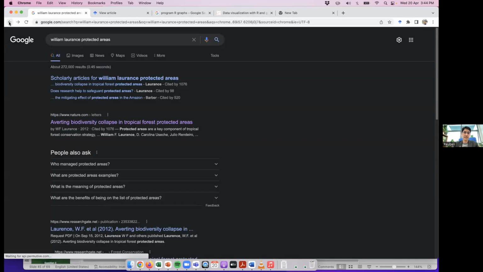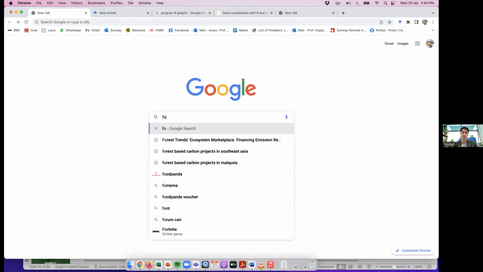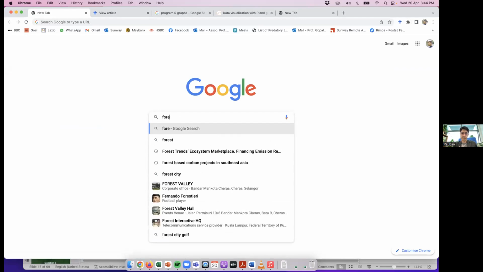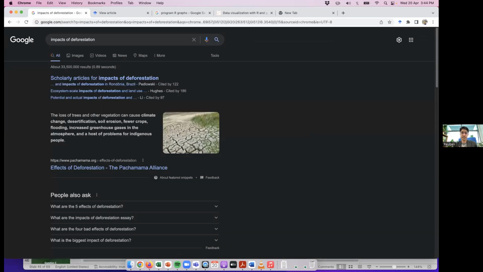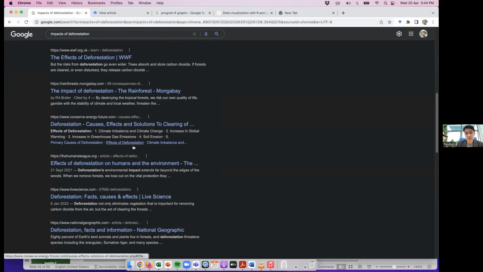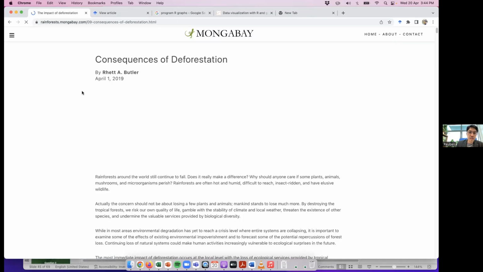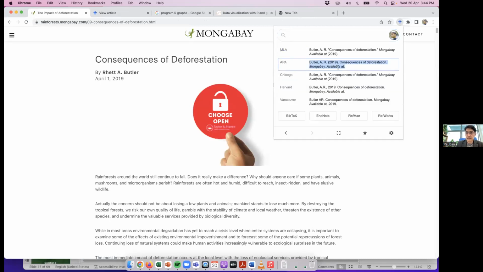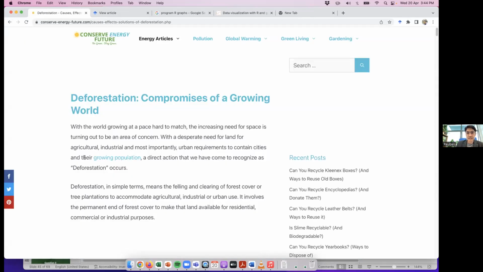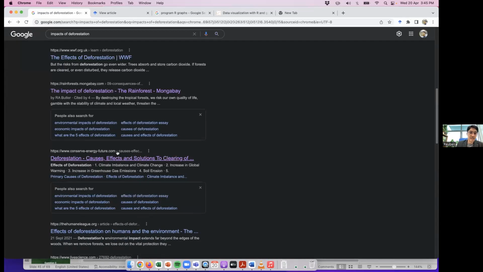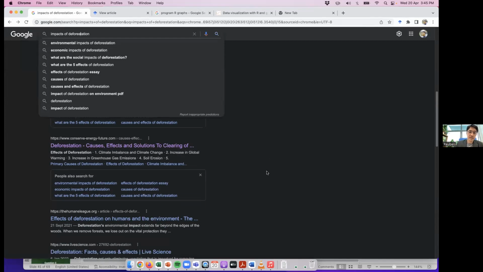All you do is copy and paste, right? So if you're not sure, let's see, forestry. Impacts of deforestation. The Google Scholar button only works for journal articles. For example, if you put a news article here, like Mongabay, you click this, it might come up as well. It gives you the APA format. You just click this again, that might come up. But most of the time, in other websites like this, for example, when you click this, nothing happens. Usually this Google Scholar button works for articles that have been indexed in Google Scholar. So that's one way to standardize your formats.